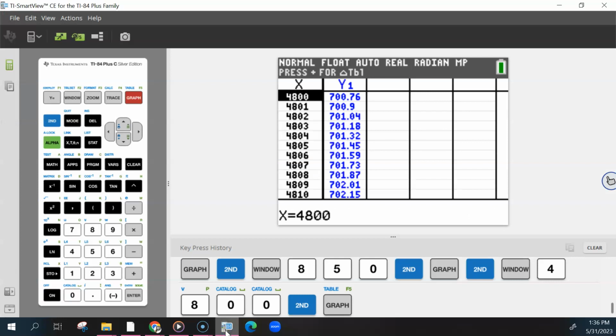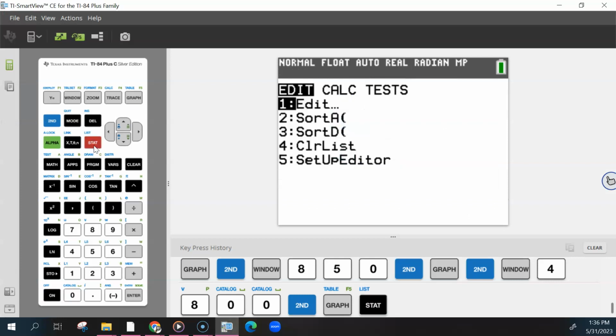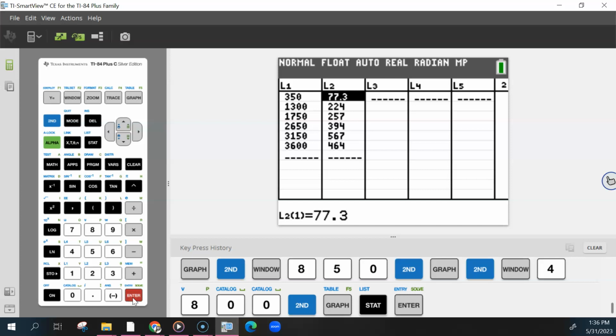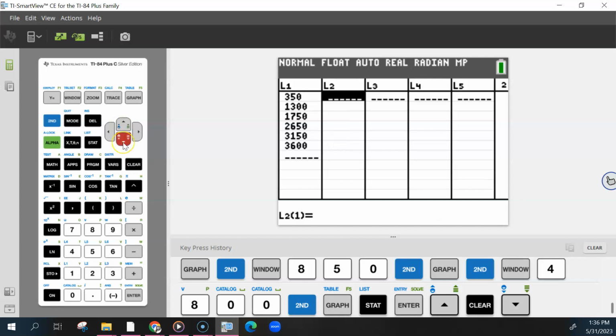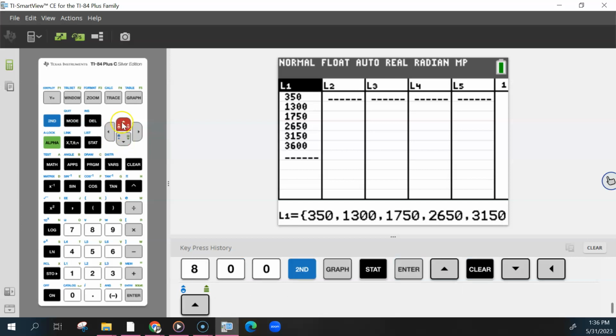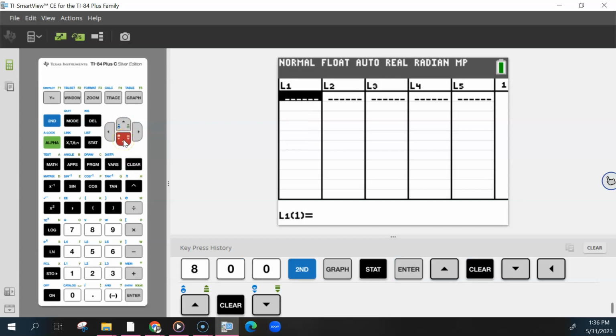We go back into STAT, back into edit. The numbers you have in here, if you go all the way to the top, where L1 and L2 is, hit clear, not delete, clear, and then scroll back down, it'll get rid of everything. And then go ahead and put those numbers in. Be careful because you have a bunch of thousands, a bunch of zeros.